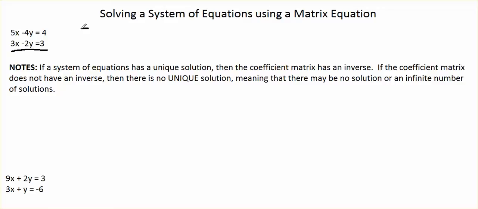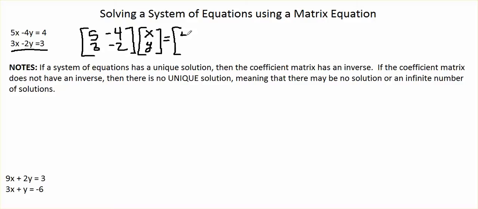So again, we always create the coefficient matrix first, and the coefficients are the numbers in front of our variables. We need to make sure that we put them in the same order. So a 5 and a 3 need to be in the same column, -4 and -2 in the other column. And then we write our variable matrix, x and y, and that equals our constant matrix of 4 and 3.